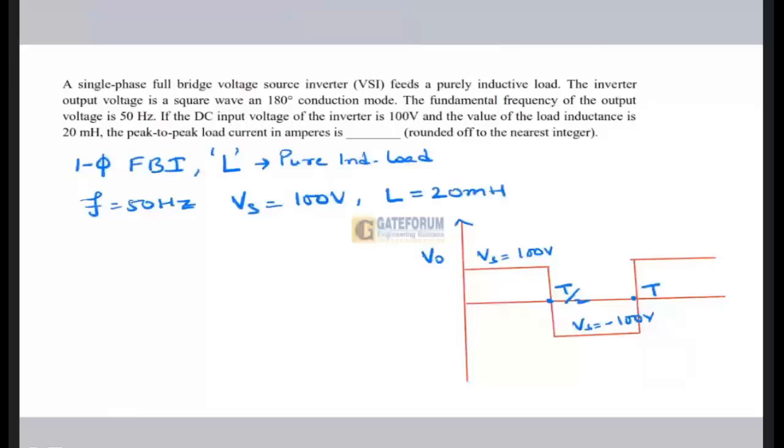If I connect an RL load, it will be some other shape. The shape of the waveform will be different. If it is an RLC load, the shape of the waveform will be different. If it is an RL load, then also the shape of the waveform will be different.